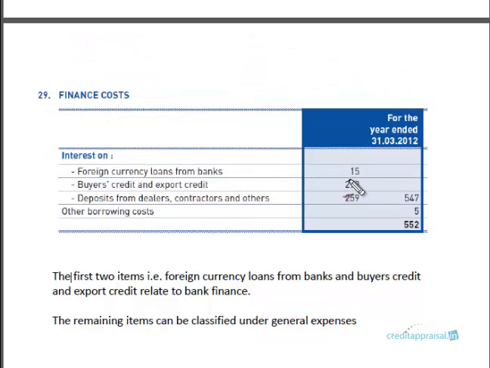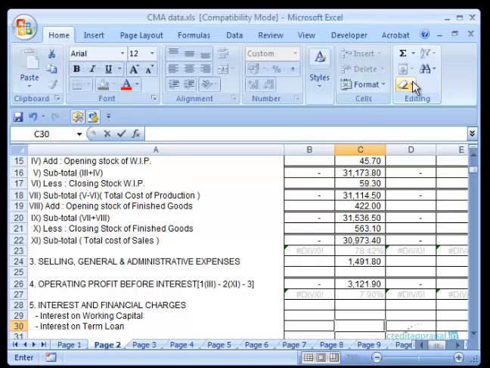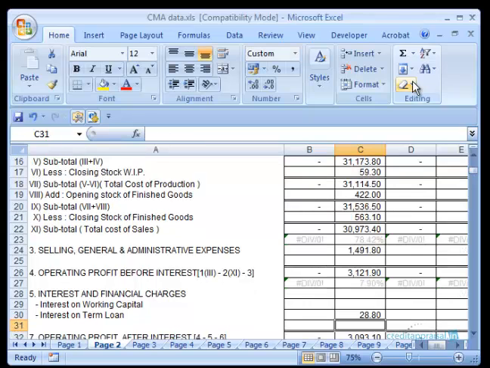So under interest, let us enter 15 plus 270, that is 288. So 28.8 crores we are going to enter under interest in the CMA data for Maruti Suzuki. Please see that the CMA data has got some provision for interest on working capital and interest on term loan. So this breakup, if it is available, you can split it under the corresponding heads.